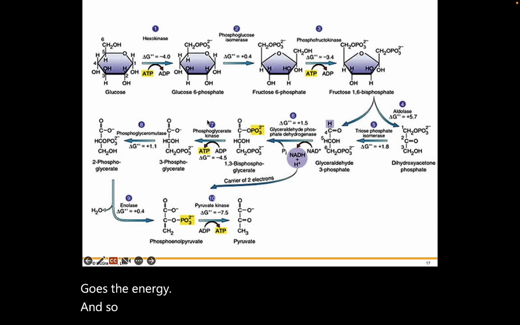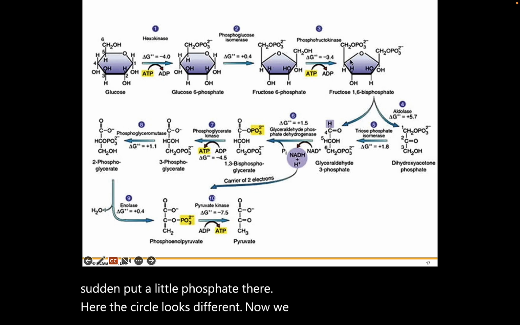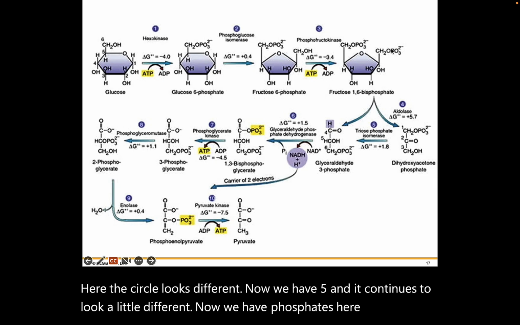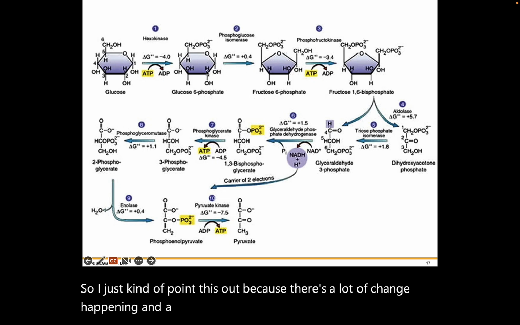And so as you can see, you have a little change here. Here, they all of a sudden put a little phosphate there. Here, the circle looks different. Now we have 5, and it continues to look a little different. Now we have phosphates here too. I point this out because there's a lot of change happening and a lot of things moving around in these first few steps.